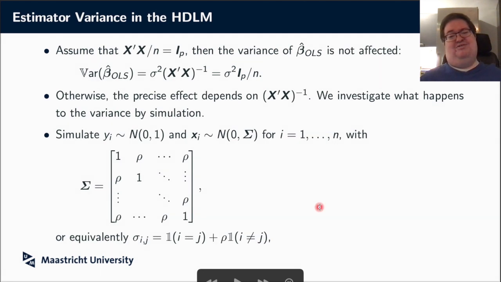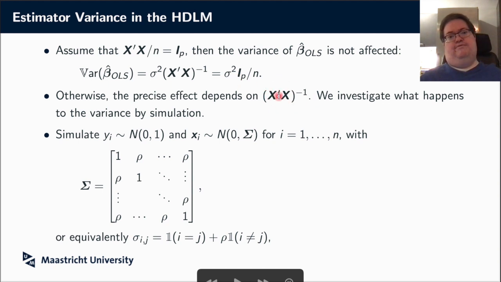Let's assume the best case where we actually have orthogonality. That means that if you do X prime X divided by n, you end up with the identity matrix. Capital I here indicates the identity matrix of size p. Of course, in this case, if you plug this into the variance expression of the least squares estimator, you'll get something that does not depend on p apart from the dimension here. Now, in general, of course, this is not the case.